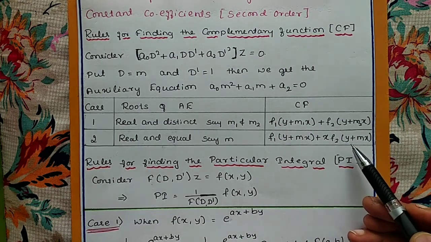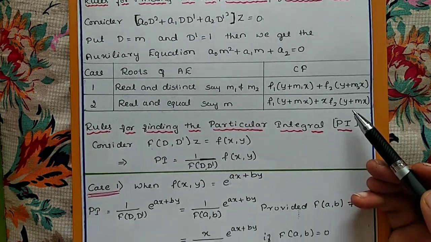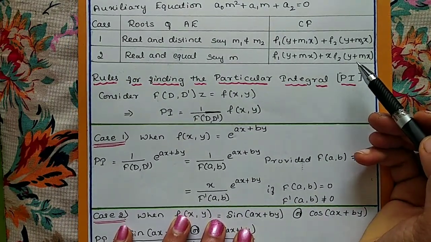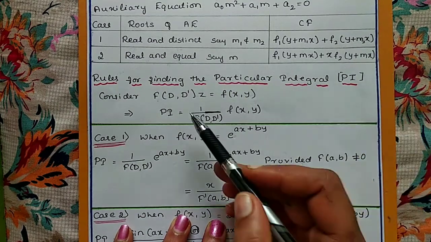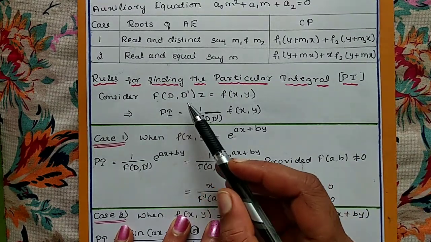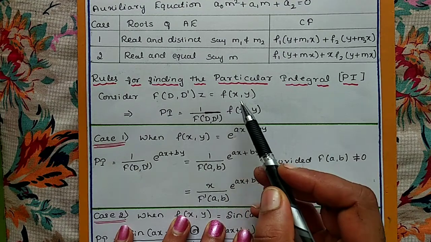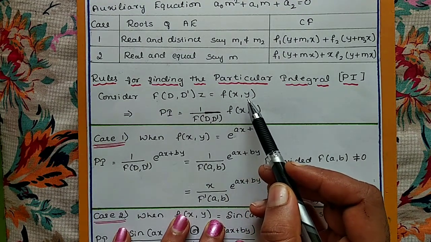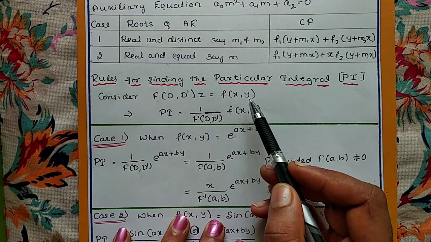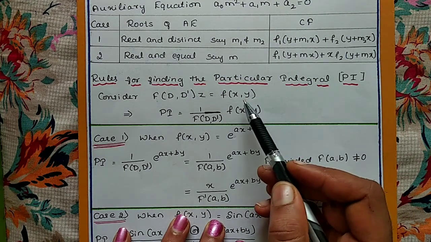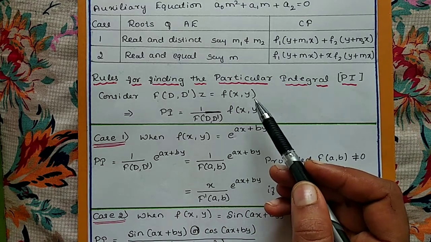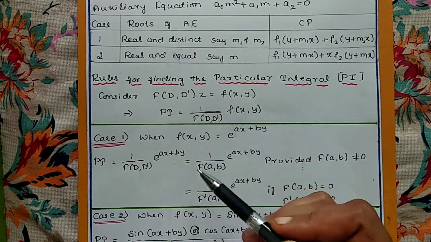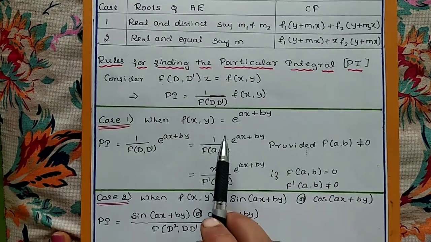Next, we have to discuss the rules for finding the particular integral. For that, consider the second order linear homogeneous PDE F(D, D') z = f(x,y). Here f(x,y) is any function. It may be exponential, or trigonometric, or polynomial. By the nature of f(x,y), the particular integral can be calculated as follows.